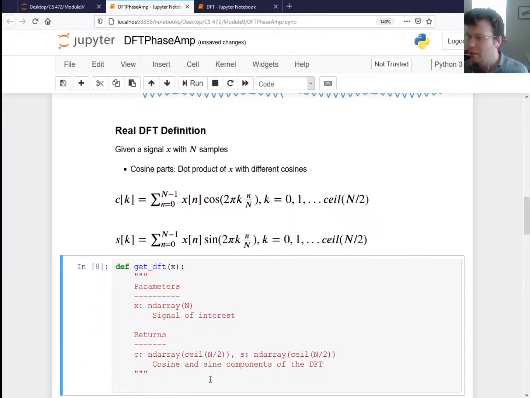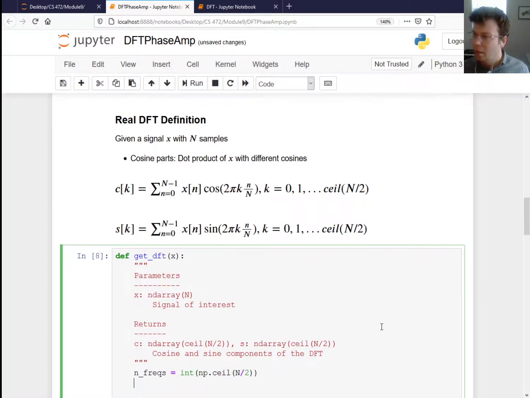Okay, so let's just translate this into code real quick. I'm going to return two arrays. Each one has about n over 2 samples in it. So the number of frequencies that I'm going to consider is the ceiling of n over 2. Let me make my samples of the cosine. So n is equal to np.arange, where capital N is the length of x. So that's going to make all my n's that I'm going to use to sample my cosine.